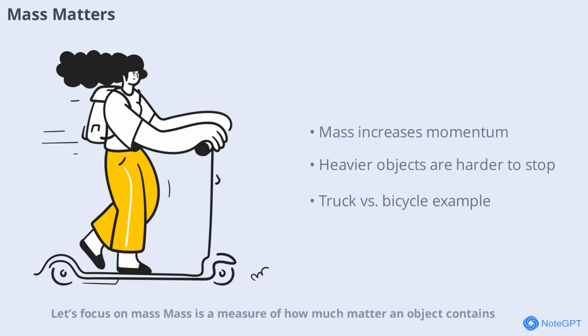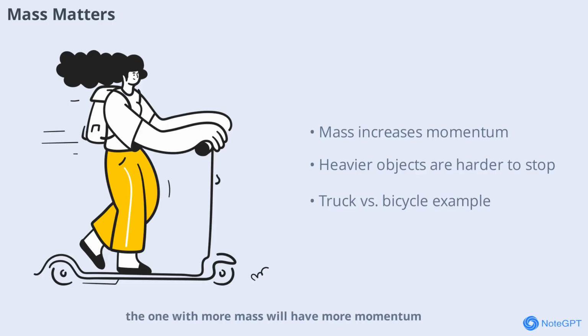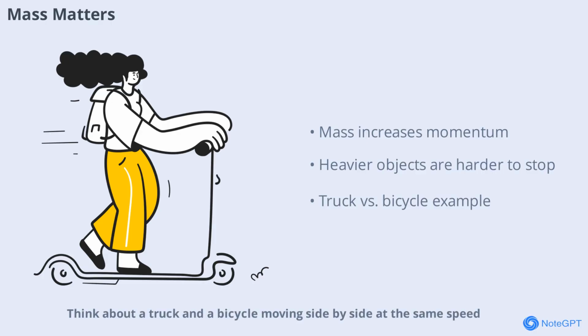Let's focus on mass. Mass is a measure of how much matter an object contains. When it comes to momentum, mass plays a crucial role. If two objects move at the same speed, the one with more mass will have more momentum. Think about a truck and a bicycle moving side by side at the same speed. The truck, being much heavier, has far more momentum. This is why stopping a truck takes much more effort than stopping a bicycle, even if they're moving equally fast.